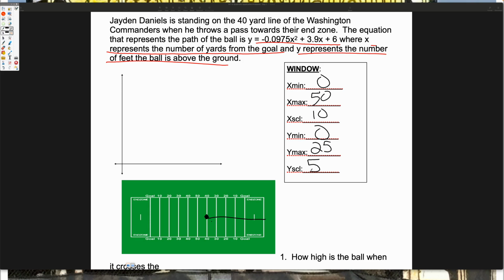Okay, you should be putting these in your window, and then we're going to graph it. So we've set up our window, now let's graph.